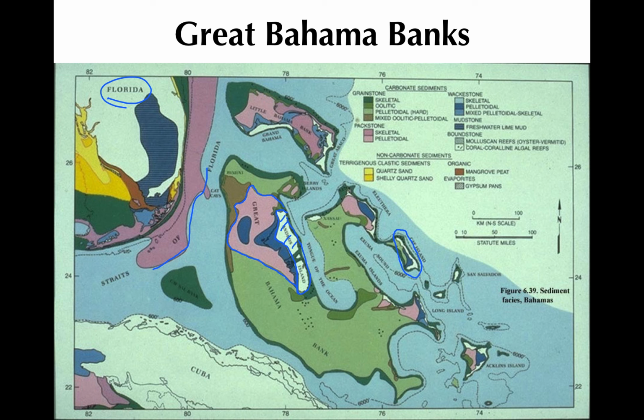And lastly, oolites or oolitic grainstone tends to occur at the ends of deep inlets, such as here, at the end of the Tongue of the Ocean, where the tides come through and produce enough agitation, but not too much agitation, to continuously rework the sediment and coat it in carbonate.